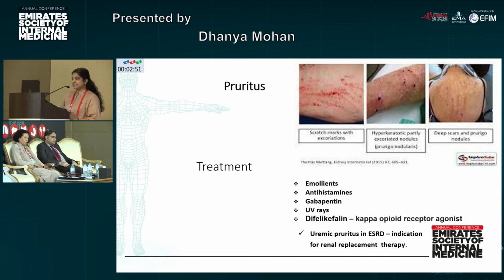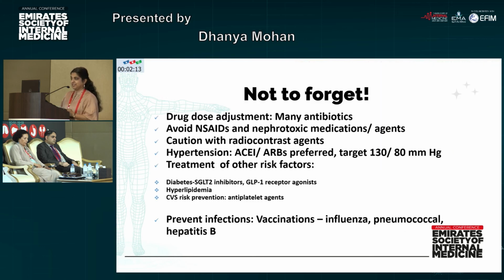Another is pruritus, which is seen typically in CKD stage 5, which is a uremic symptom, but can also be seen in earlier stages, due to dryness of skin, hyperphosphatemia, hyperparathyroidism, and treated with emollients, antihistamines, and in refractory cases with gabapentin, and even light therapy, UV therapy, has been tried. And of late, there is a therapy used in dialysis patients which is given intravenously, difelikefalin, which is a kappa opioid receptor agonist. And uremic pruritus, especially in end-stage kidney disease, is usually an indication for renal replacement therapy.